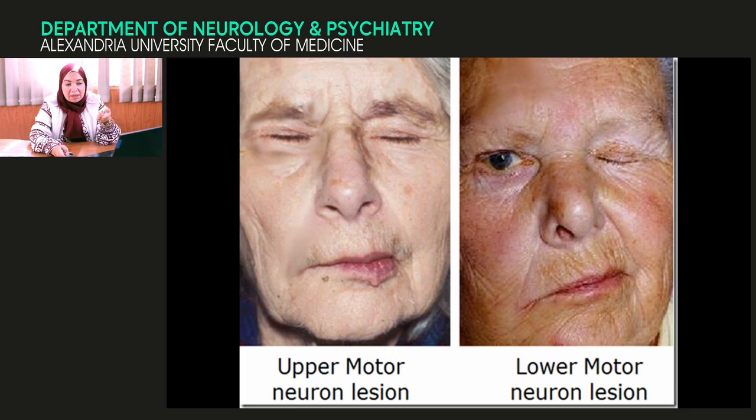In the left one, lower motor neuron lesion, because there is deviation of the mouth to the left, since the deviation is towards the healthy side, and the patient can close the left eye, but he cannot close the right eye at all, which means the upper face and lower face are both affected. This means lower motor neuron lesion on the right side, and this one is a right upper motor neuron lesion.